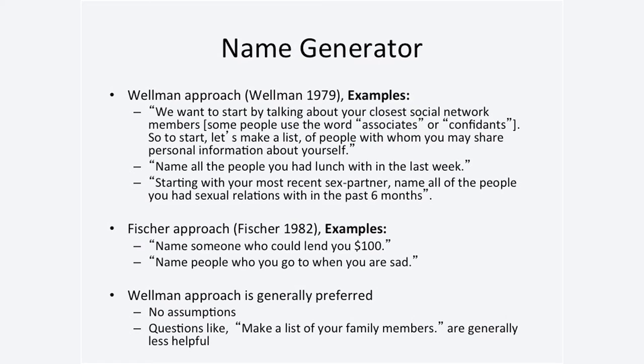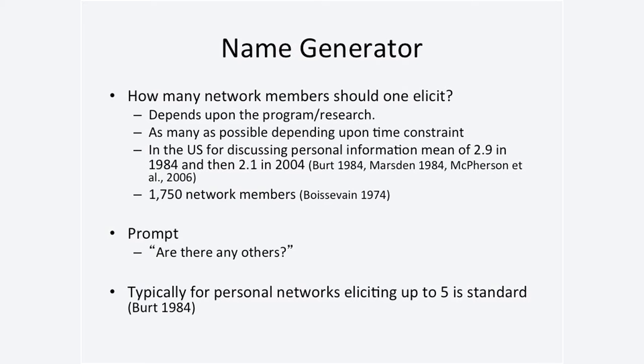Here are some examples of questions that people ask for the name generator. And then the question is, how many network members should one elicit? In the United States, the average number of what we call confidants, people you share personal information with, is between 2 and 3. We work on a project on South Asian immigrants in Chicago and San Francisco, and we ask them how many people they share personal information with and feel close to, and it is around 2 to 3 for that group as well. So in the US, pretty standard 2 to 3, could be family, could be friends.